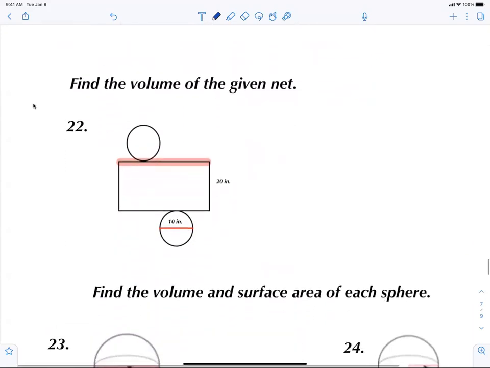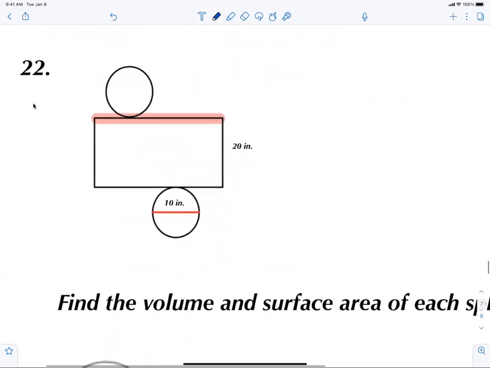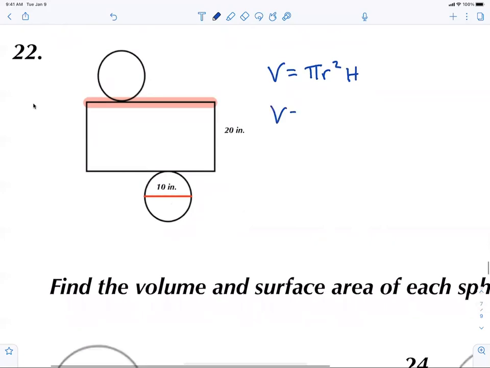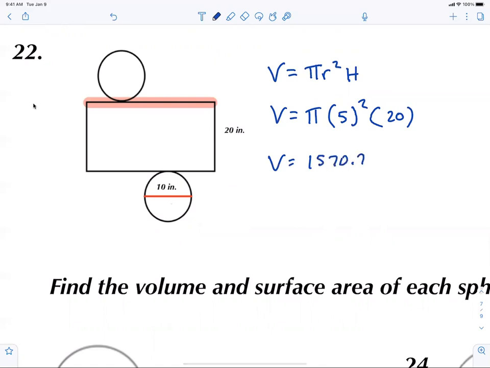All right, so let's take a look at 22. What's that shape? What's the formula for volume of a cylinder, guys? Pi what? Times? Good job. Pi r squared times h. Wait a minute. I need to know what the radius is first. And what's the height? Beautiful. Three decimal places. Anybody else get that?